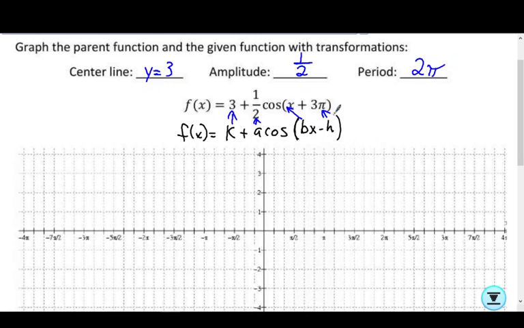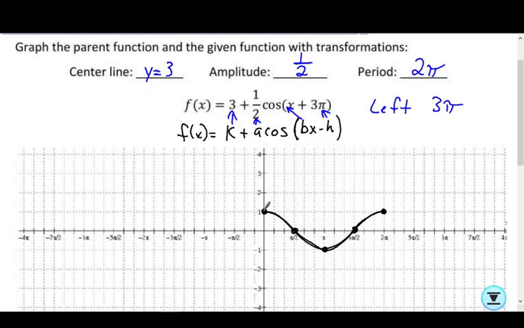This is my horizontal shift. So we're going to go to the, almost made that mistake. We're going to the left 3 pi. Okay? So we're going to be shifting to the left 3 pi. So I always tell my students, start off with the parent function. So cosine, the 5 key points. And this is 1 period of cosine from 0 to 2 pi. Okay, and we're going to see where this ends up.